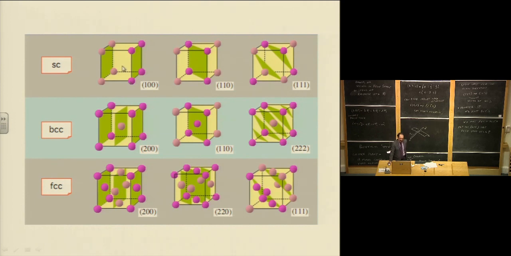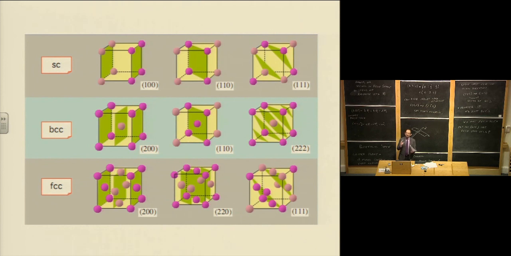Now in the BCC case, if you added one more point in the center of that conventional unit cell, it would not be intersected by the 1, 0, 0 set of planes. It is intersected by the 2, 0, 0 set of planes. So 2, 0, 0 is a correct family of lattice planes for BCC. It is not for simple cubic. 1, 0, 0 isn't even a reciprocal lattice vector for BCC because it does not intersect every lattice point.